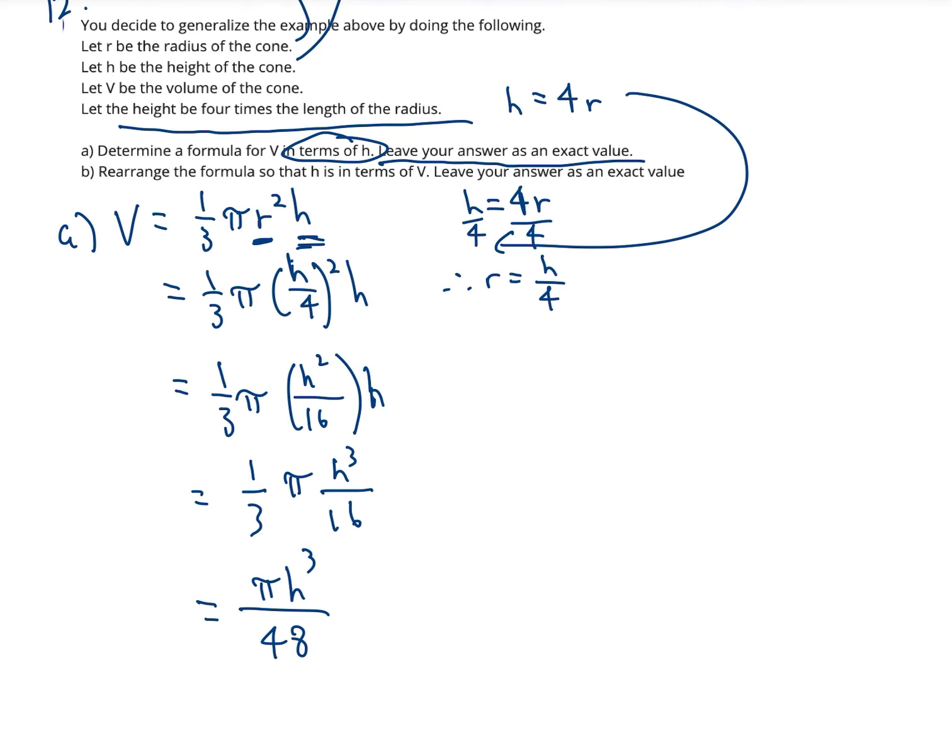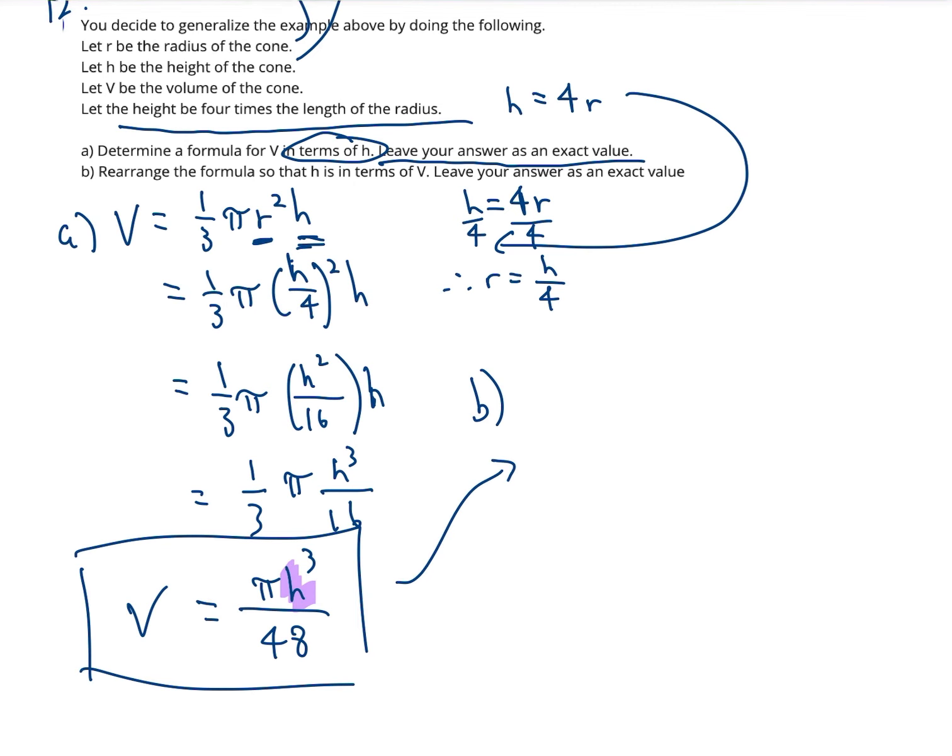Okay, so for part B, it says rearrange the formula so that h is in terms of v. Okay, so leave your answer as an exact value. So essentially, we want to get h by itself. Let's just start by rewriting this. V is equal to pi h cubed over 48. Okay, so we can get rid of the fraction by multiplying both sides by 48. So we have 48v is equal to pi h cubed.